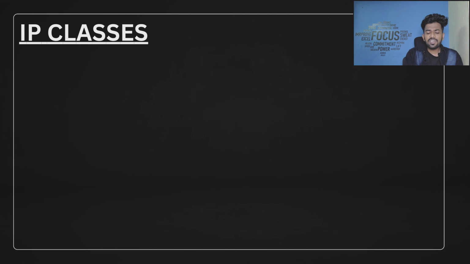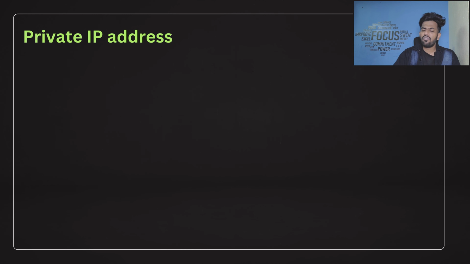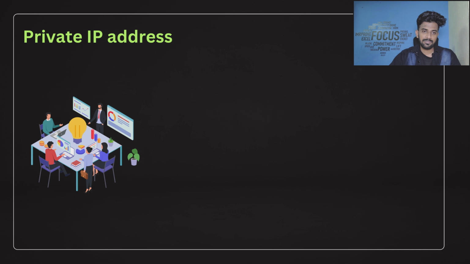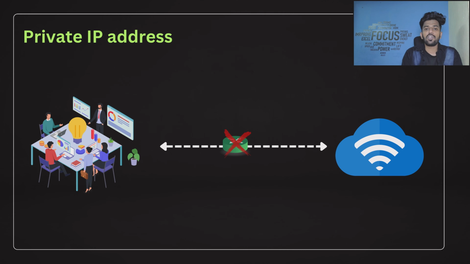So far we have discussed public IP addresses. Now let's look at another important concept, the private IP address. Private IP addresses are reserved for use within a private network, such as your home Wi-Fi, office LAN, or corporate intranet. These private IP addresses are not routable on the public internet. This means if you try to use a private IP directly to access the internet, it won't work because global internet routers will drop the packets. So remember, with a private IP address, you cannot access the internet.